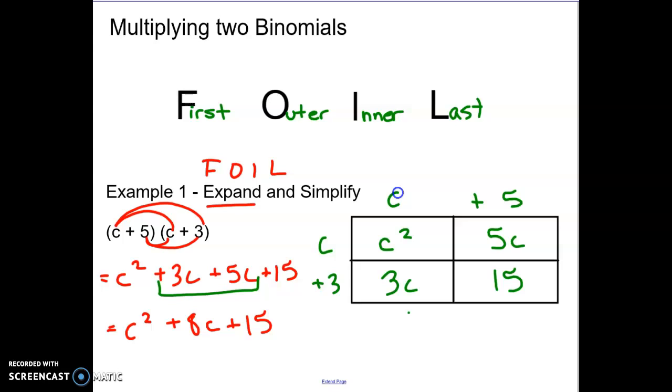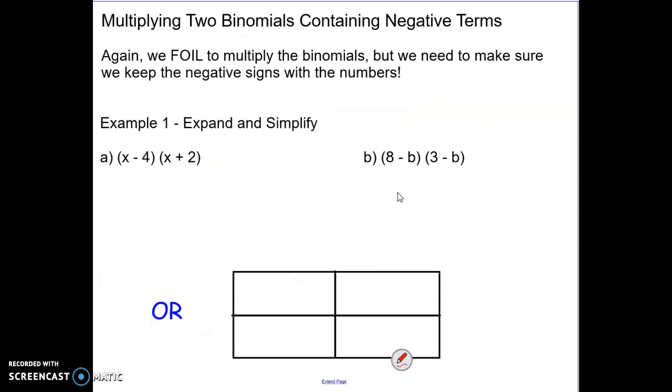Now the only other thing we have to do is we see that we have a 5c and a 3c, which are like terms. So again, we have to add those two diagonal ones together. So your final answer will be c squared plus 8c plus 15, just like it was when we used the FOIL method. So we have a few blanks to fill in here. It says again, we use FOIL to multiply the binomials. However, this time you must use the distributive property in order to distribute the negative signs.